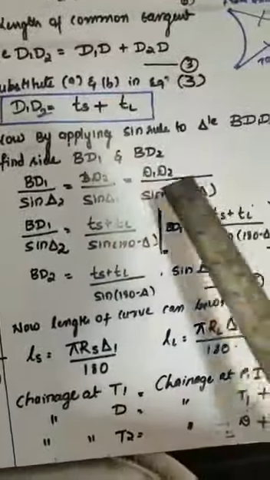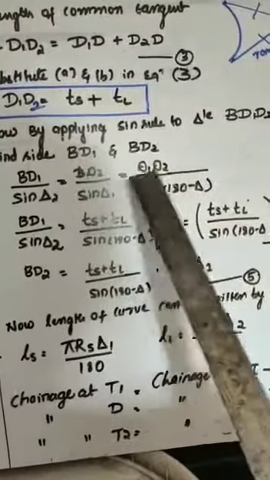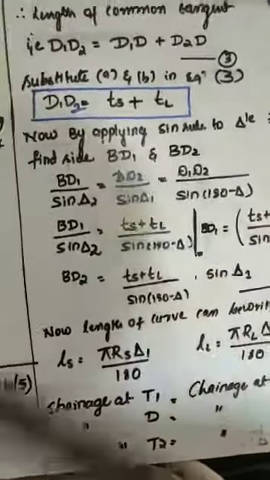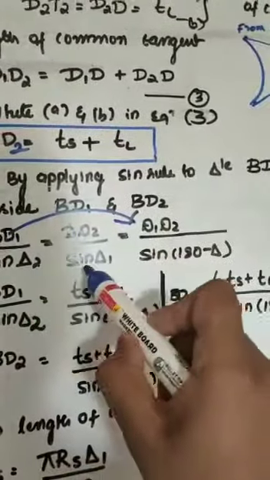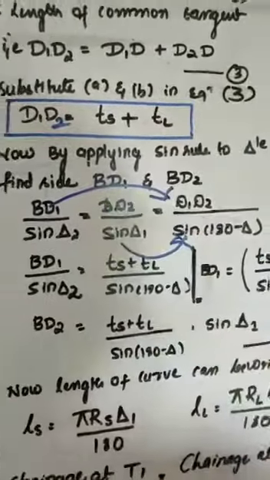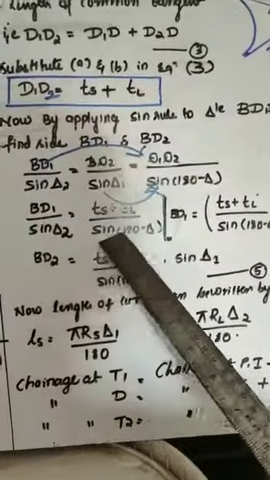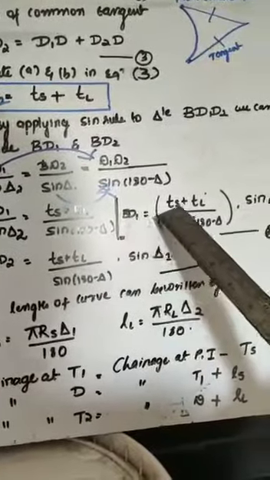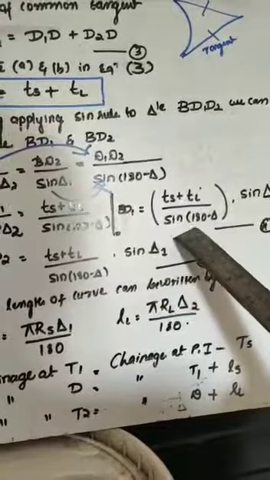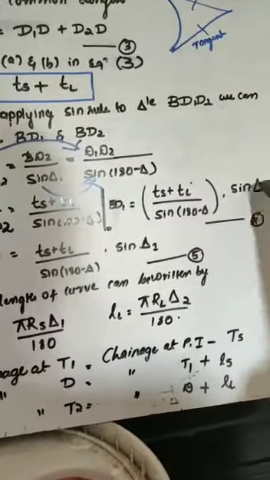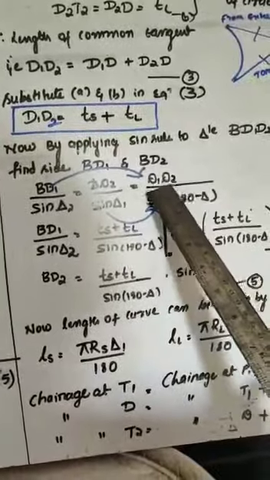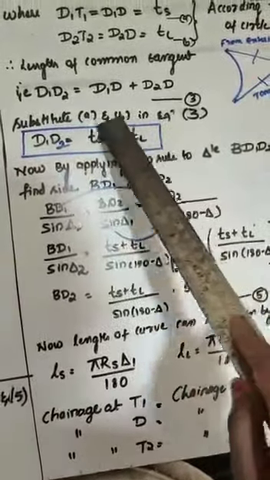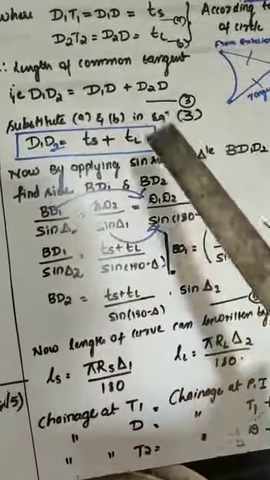So write it out, apply the sine rule and write this. So finally we can find out BD1. See, this equals this and this equals this. By doing this arrangement, you can get finally BD1 is (TS plus TL) divided by sine(180 minus delta) into sine delta 2. That is because in place of D1D2 we are substituting this value TS plus TL.